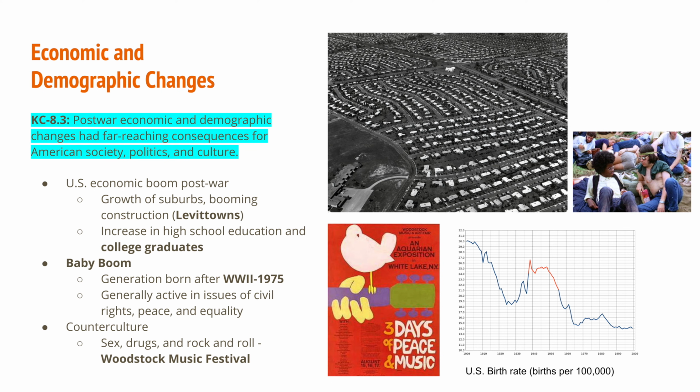Now, there's also a counterculture that runs counter to this suburban ideal lifestyle of living in a cul-de-sac with a white picket fence, and that is the sex, drugs, and rock and roll culture, really seen prominently in the Woodstock Music Festival, where people are looking to just go out and have fun and listen to music and talk about peace and hug some trees, whatever it is that they did at Woodstock.